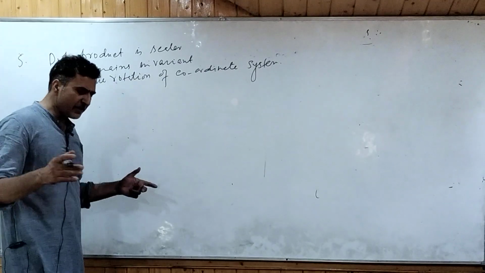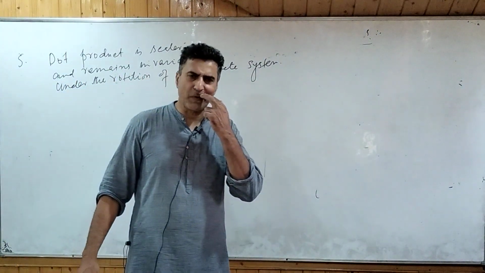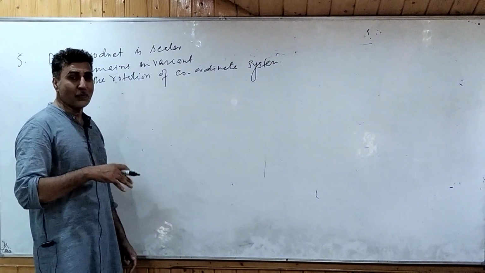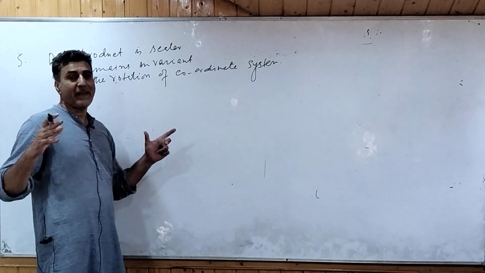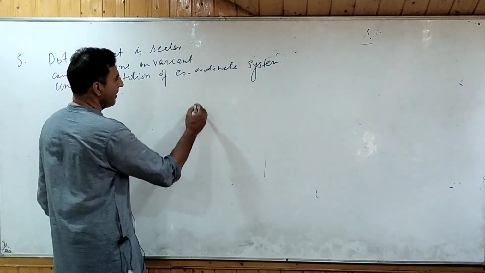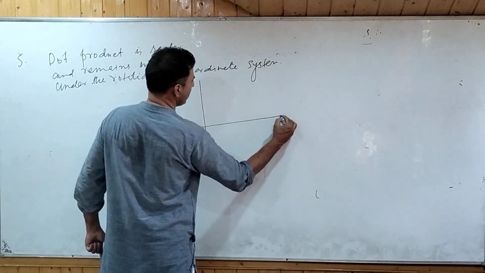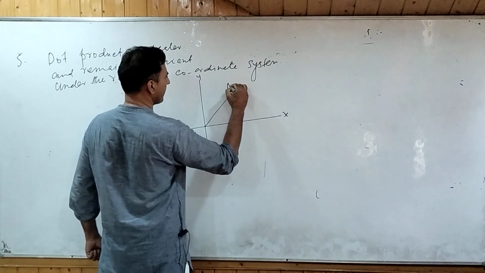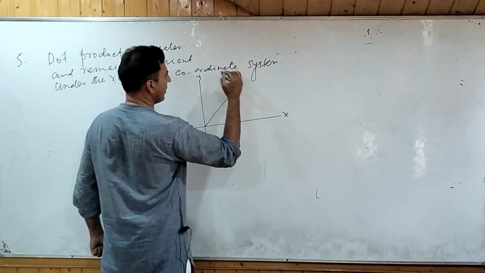All the scalars remain invariant under the rotation of coordinate system. So dot product is no exception. But I will prove how dot product remains invariant under the rotation of coordinate system. Have a look. This is a coordinate system x and y, and you have this vector A.